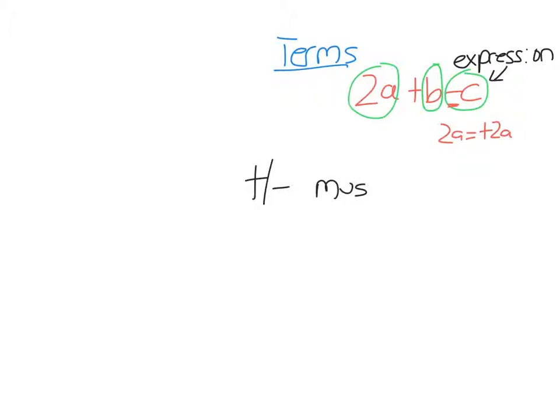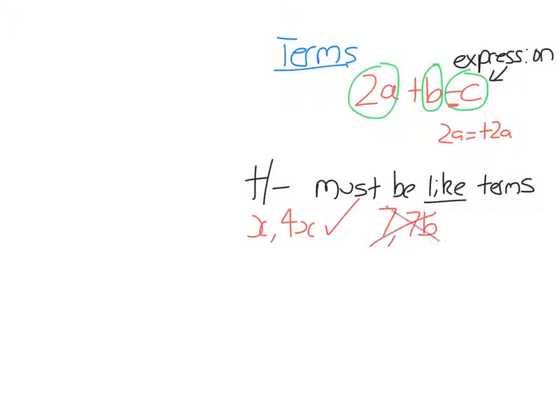So it turns out that in order to add or subtract terms, they must be like terms. So that means they have the same sequence of pronumerals. So for example, x and 4x, they are like terms. You can add them together or subtract them because they both have an x. Something like 7 and 7b, they are not like terms because one of the terms, i.e. 7b, has a b, the other one doesn't.